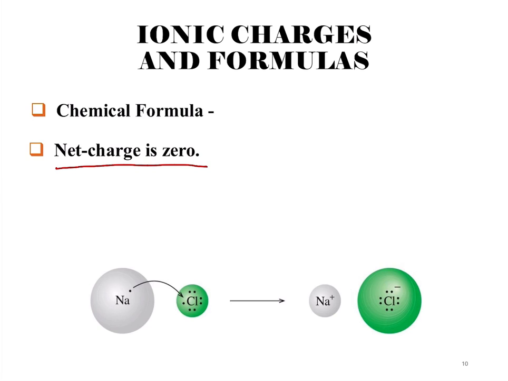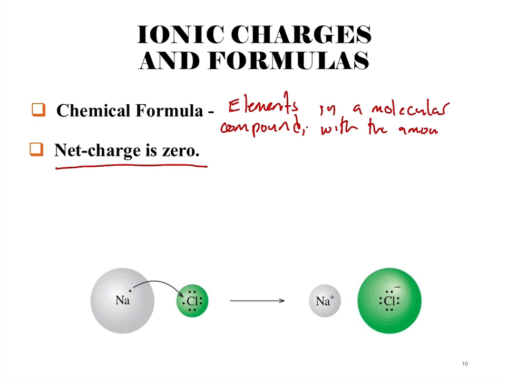So the chemical formula is just going to be the elements in a molecular compound, with the amounts indicated by subscripts. Right, so the molecular formula is just a map to tell you what the molecule looks like. Well, not exactly what the molecule looks like, right? For simple molecules, you'll be able to do that. For complicated molecules, it's a little tougher.